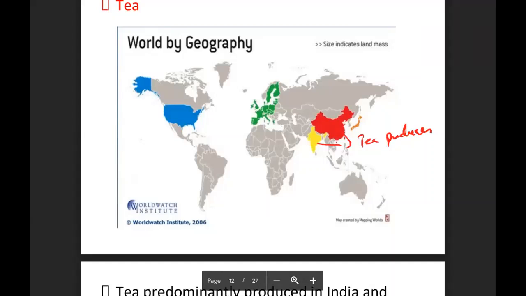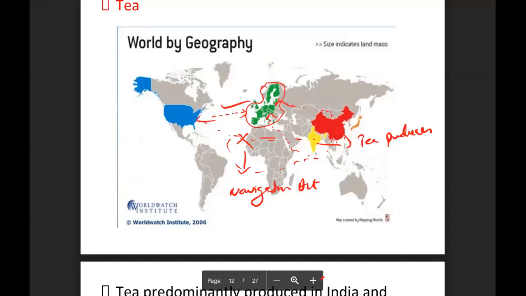They can't navigate to this directly. That is not possible under the Navigation Act. So we have to bring all these things here, or it has to come like this. It has to reach Europe first. After reaching Europe and England, only this route was allowed. That is what was meant by the Navigation Act. Any product is like that, so obviously tea will also come under that.